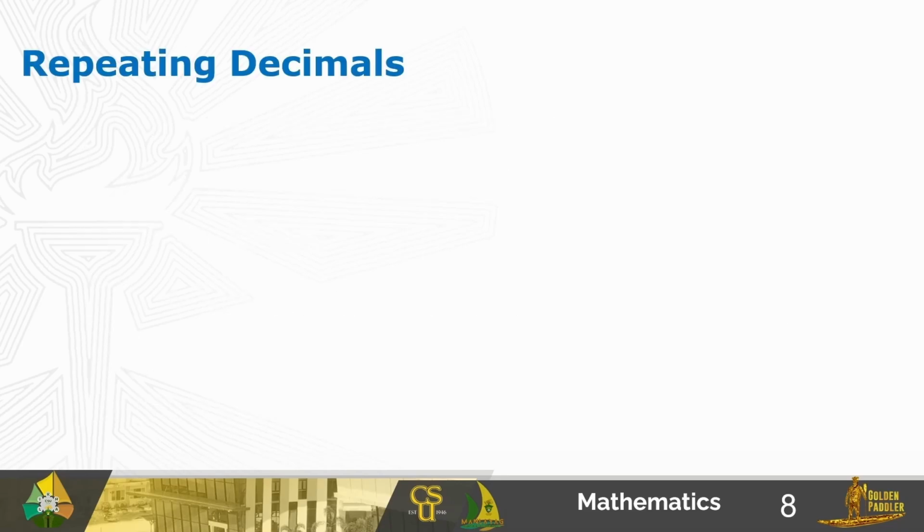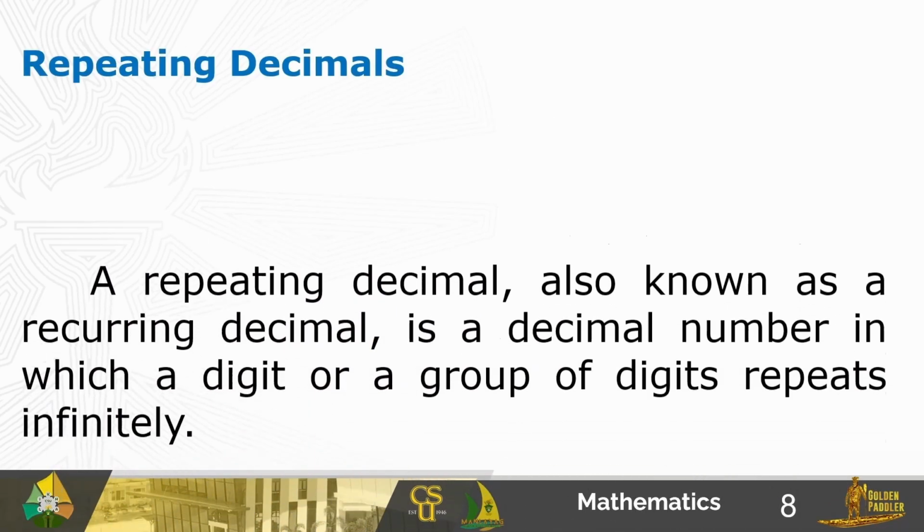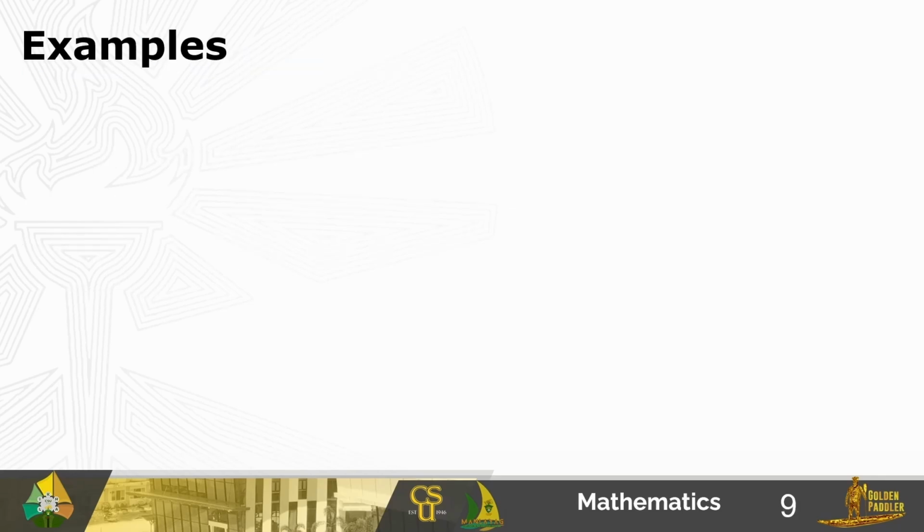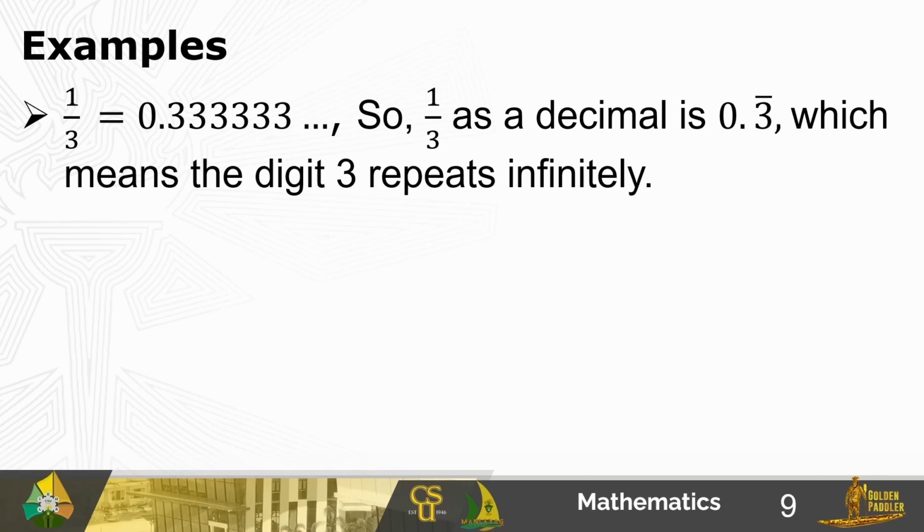So let's move to the repeating decimals. A repeating decimal, also known as a recurring decimal, is a decimal number in which a digit or a group of digits repeats infinitely. Examples. We have 1 over 3, or 1/3. This 1/3 is equal to 0.3333.